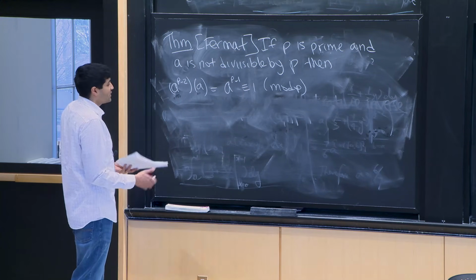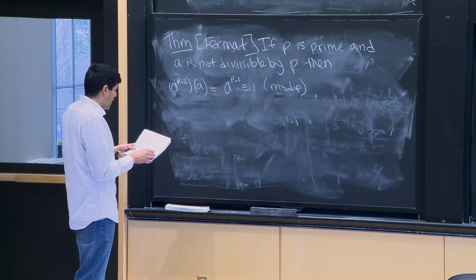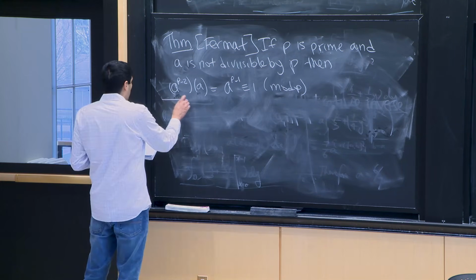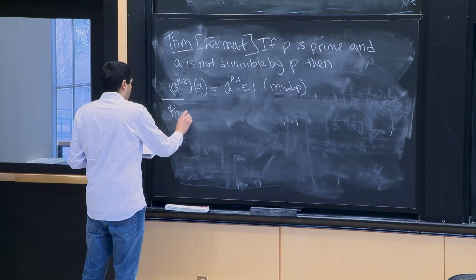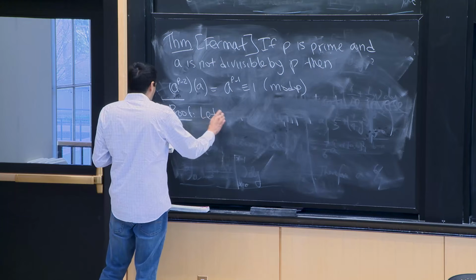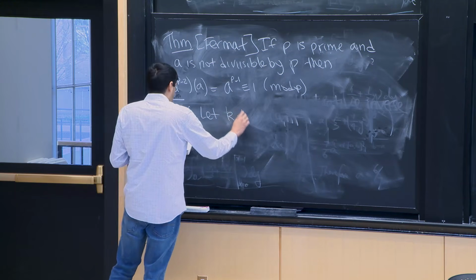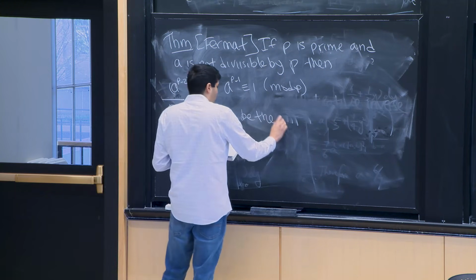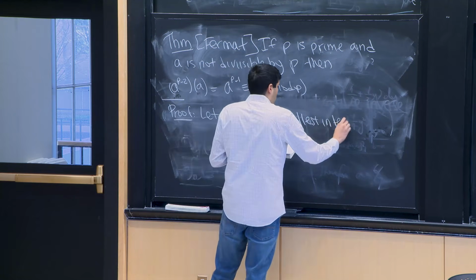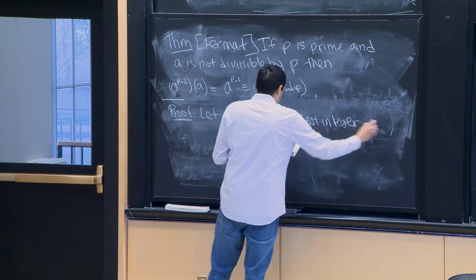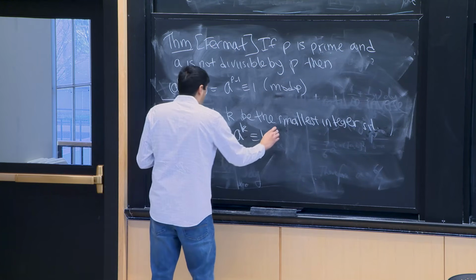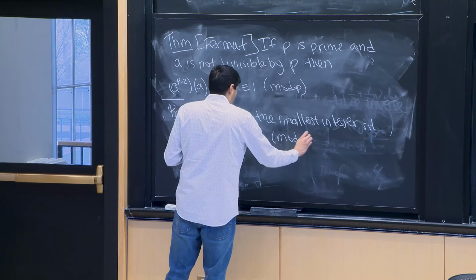So this property doesn't seem like it's connected to Lagrange, but it is. It turns out that we're going to prove it through Lagrange's theorem. So what I'm going to do is have a key definition: I'll let k be the smallest integer such that A to the k is congruent to 1 mod P.